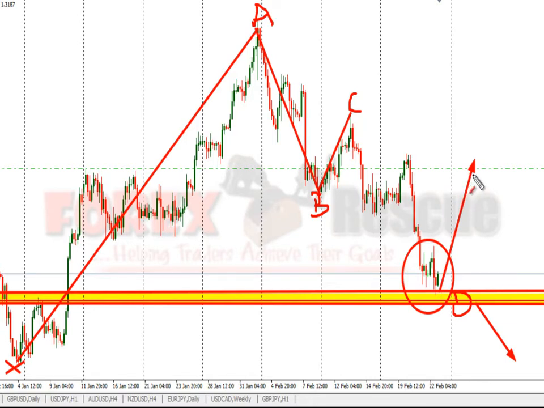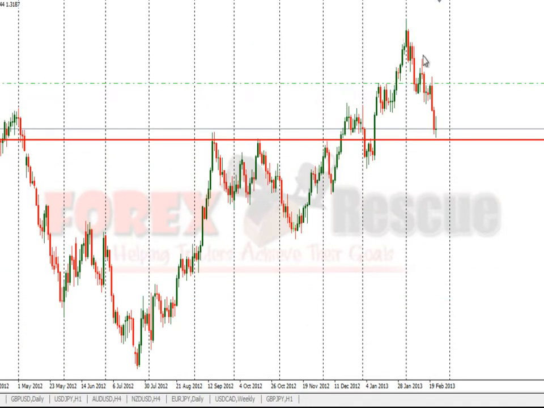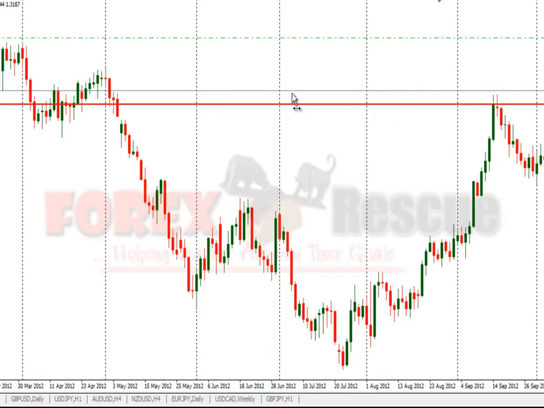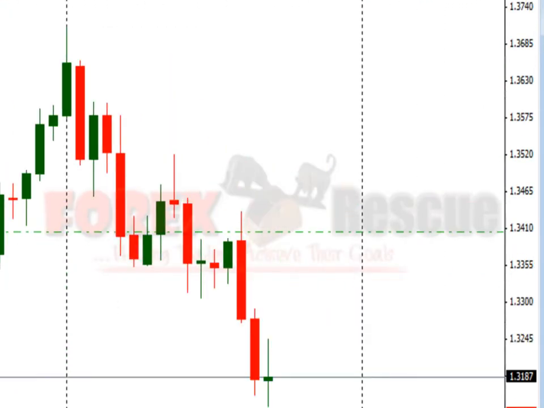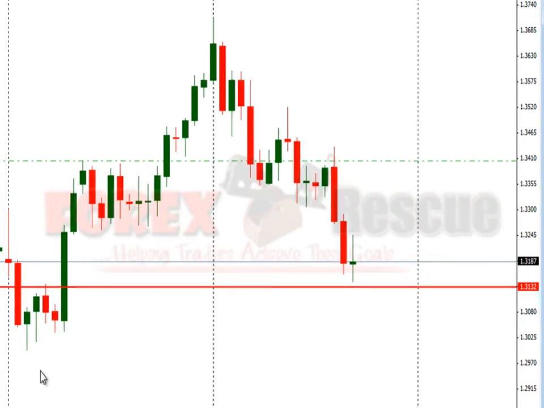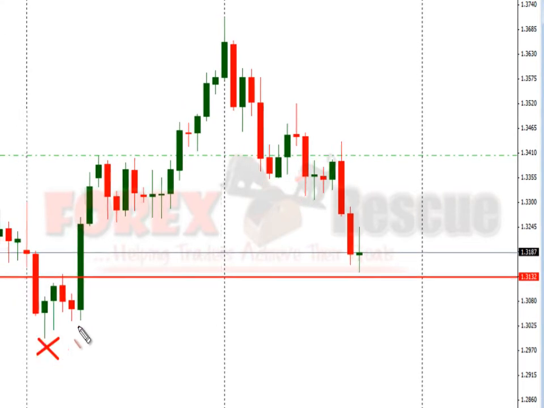Now, if you go to your daily time frame, you also see the formation of this ideal bullish Gartley pattern. Let me enlarge it so that you see what I'm talking about. This is point X. This area is called point X. This is point A. Connecting them together, this is what we call the XA leg.